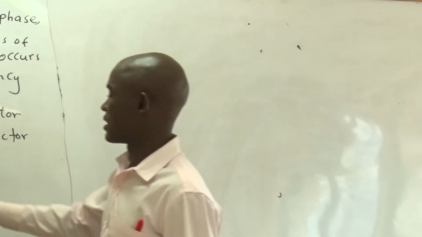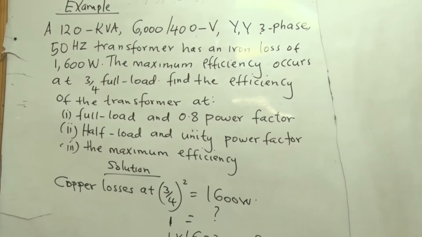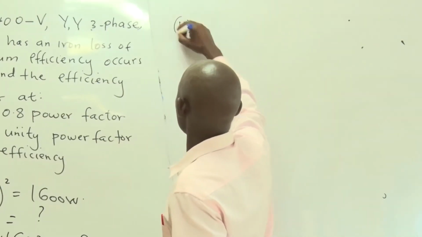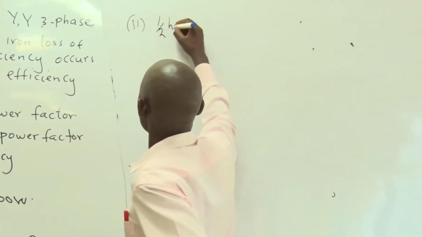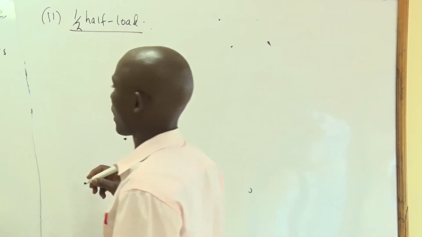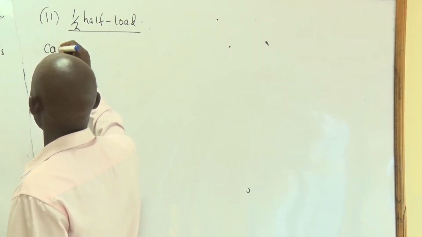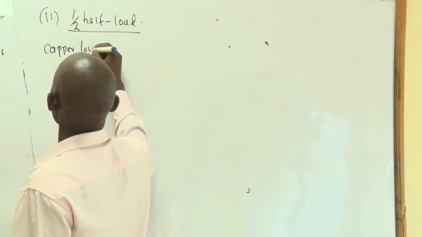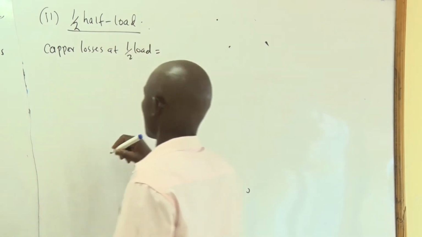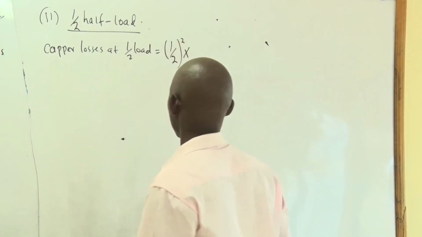So when we are solving this, the first step will be we need to get the copper losses at a half load. So part 2, we are working with the half load. So when we are dealing with the half load, we need to get copper losses at half load. Copper losses at half load will be equal to a half squared multiplied by the full load losses.